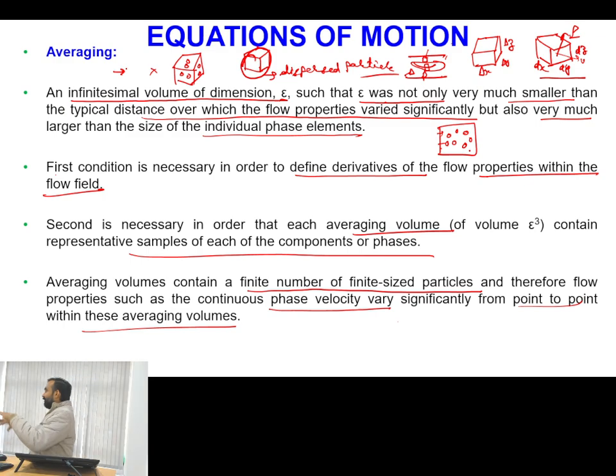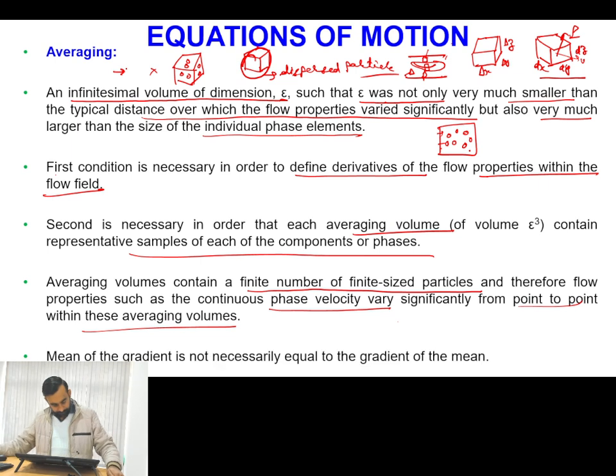Because if you have finite sized particles of different phases in the system, then the continuous phase will have a different velocity and the dispersed phase can have a different velocity. That is why velocity within this system varies significantly. This point I will not discuss at the moment. The last point I will discuss when I give some idea about turbulence in multi-phase systems.